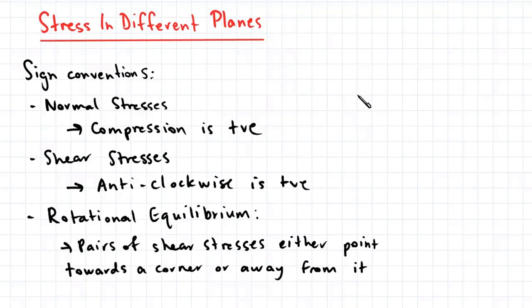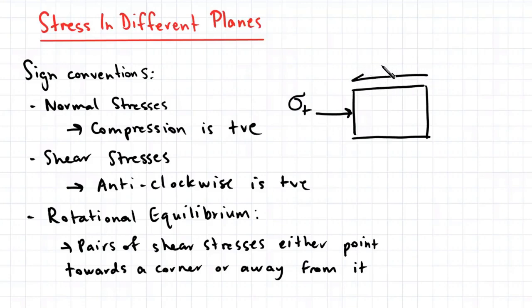And if I was to demonstrate that quickly in a diagram, say this is our soil element here. So this is our normal stress, which is applied in compression, so as a result this is positive. And shear stress, this shear stress direction causes the soil element to tend to want to rotate anti-clockwise, so as a result this is positive.